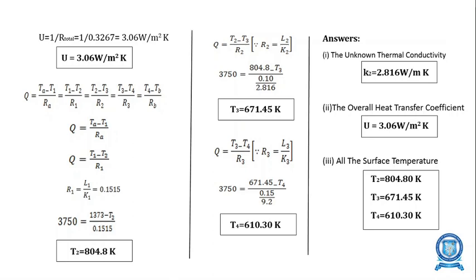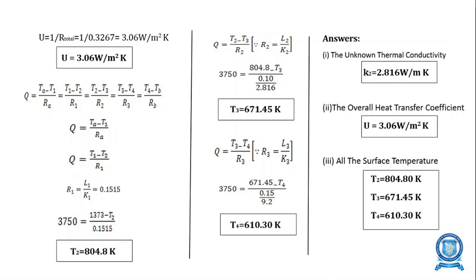You have to note this point: the temperature should keep on decreasing according to Fourier's law of conduction. The heat should be transferred from one layer to the other. The decrement of the temperature will be noted. So look, the initial surface temperature T1 is 1373, and T2 is 804, a decrement, and after that 671, after that 610, the decrement comes. Therefore our working is right.